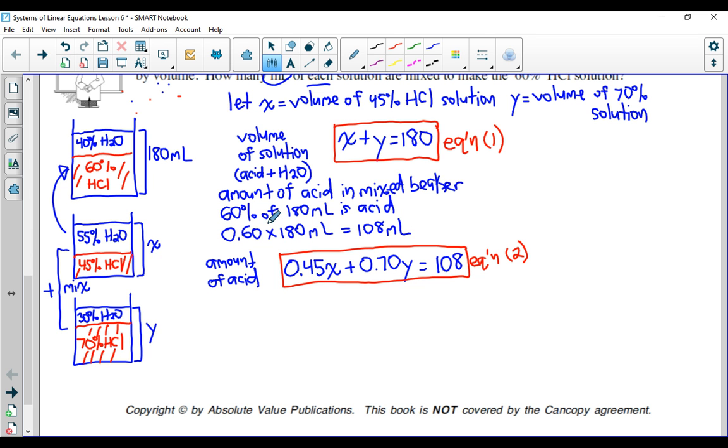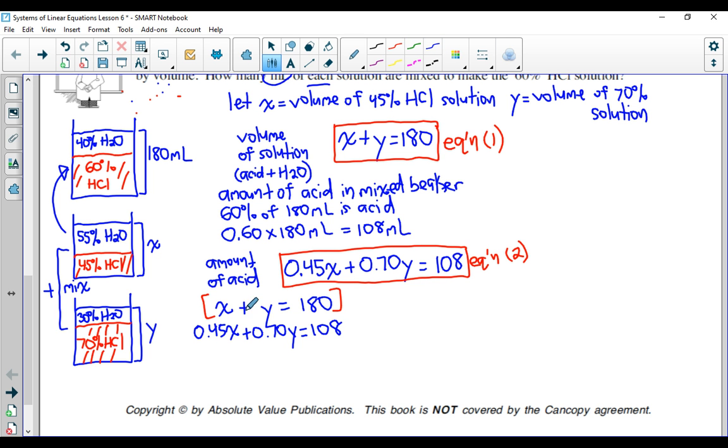Okay, now we're ready to solve the system. Let's stack these two equations. So we're going to have x plus y is equal to 180. And then we would have 0.45x plus 0.70y is equal to 108. Right now, adding or subtracting is not going to eliminate any of the variables. So once again, all we have to do is multiply one of the equations by a number, and the top equation is the easier one to do.